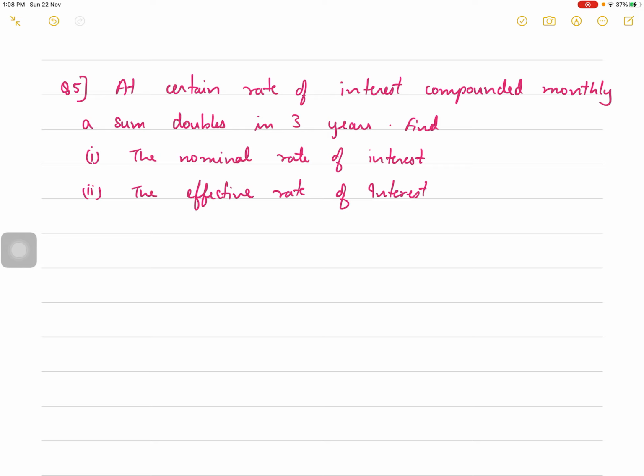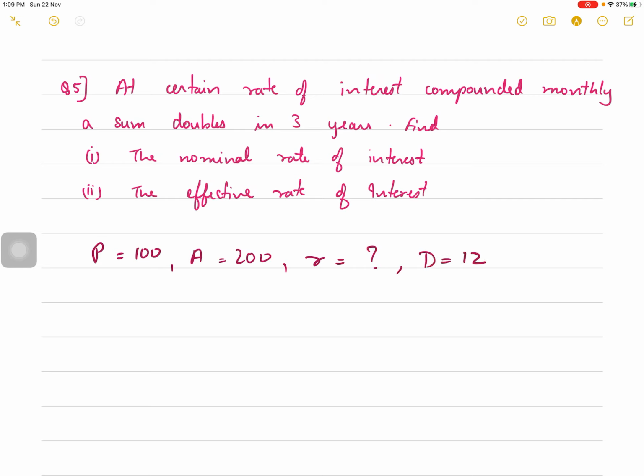At a certain rate of interest compounded monthly, a sum doubles in 3 years. Find the nominal rate of interest. That means you have to find R, and find the effective rate of interest, and that means you have to find E. So a certain rate of interest compounded monthly. Compounded monthly means D is equal to 12. A sum doubles in 3 years. That means N is 3 years. If P is 100 and A is 200, R you have to find out.